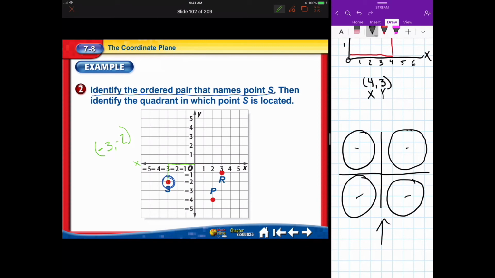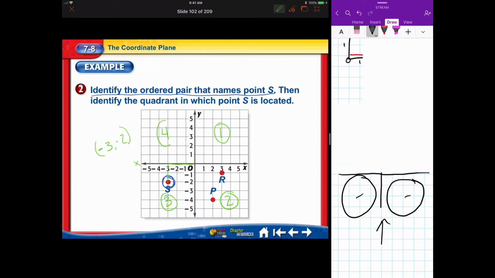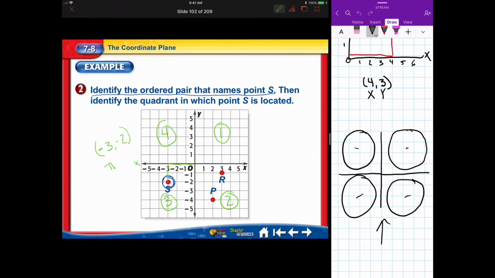Then I want to figure out its quadrant. And now if we remember, this is the first quadrant, second quadrant, third quadrant, fourth quadrant. So this would be in the third quadrant. Okay? All right, so let's take a look at maybe one more example.